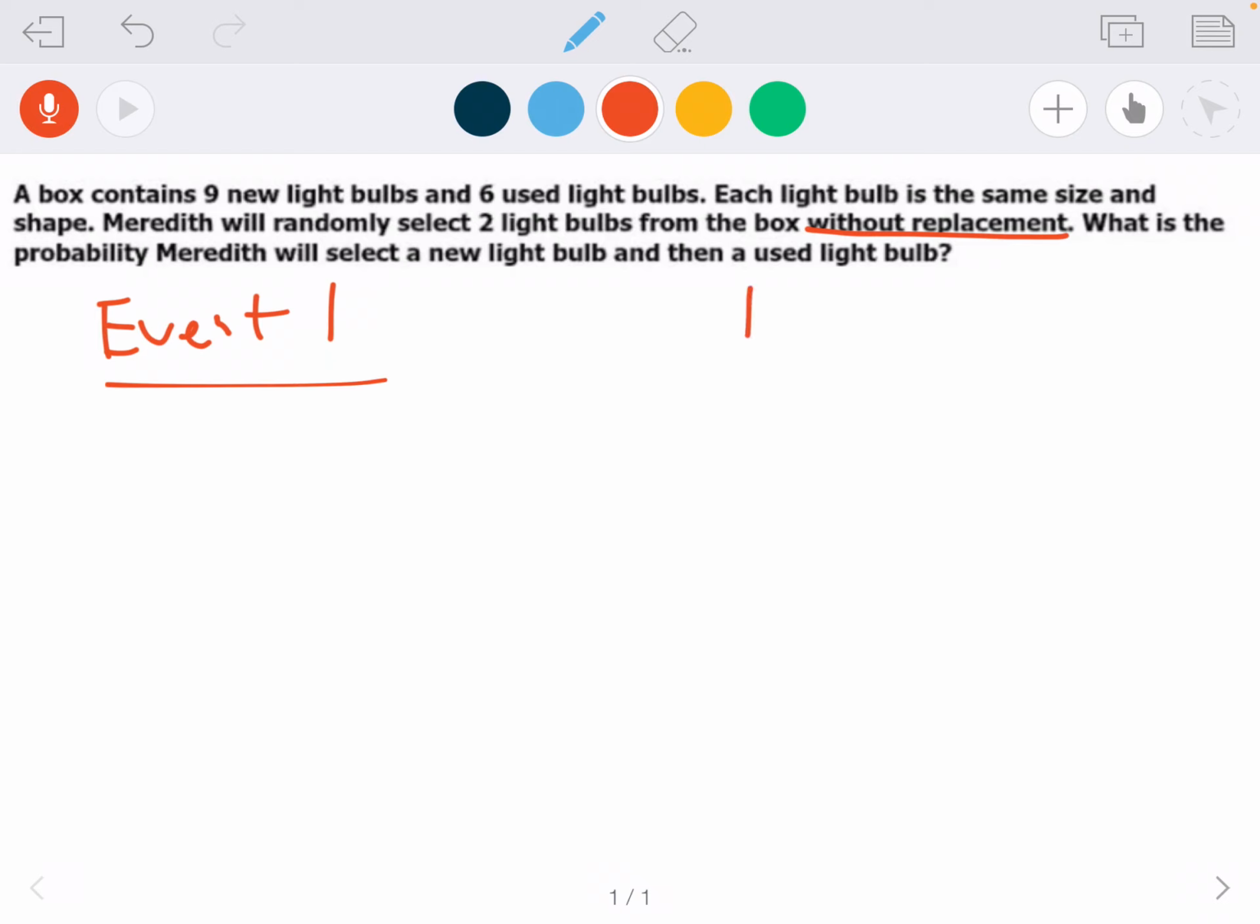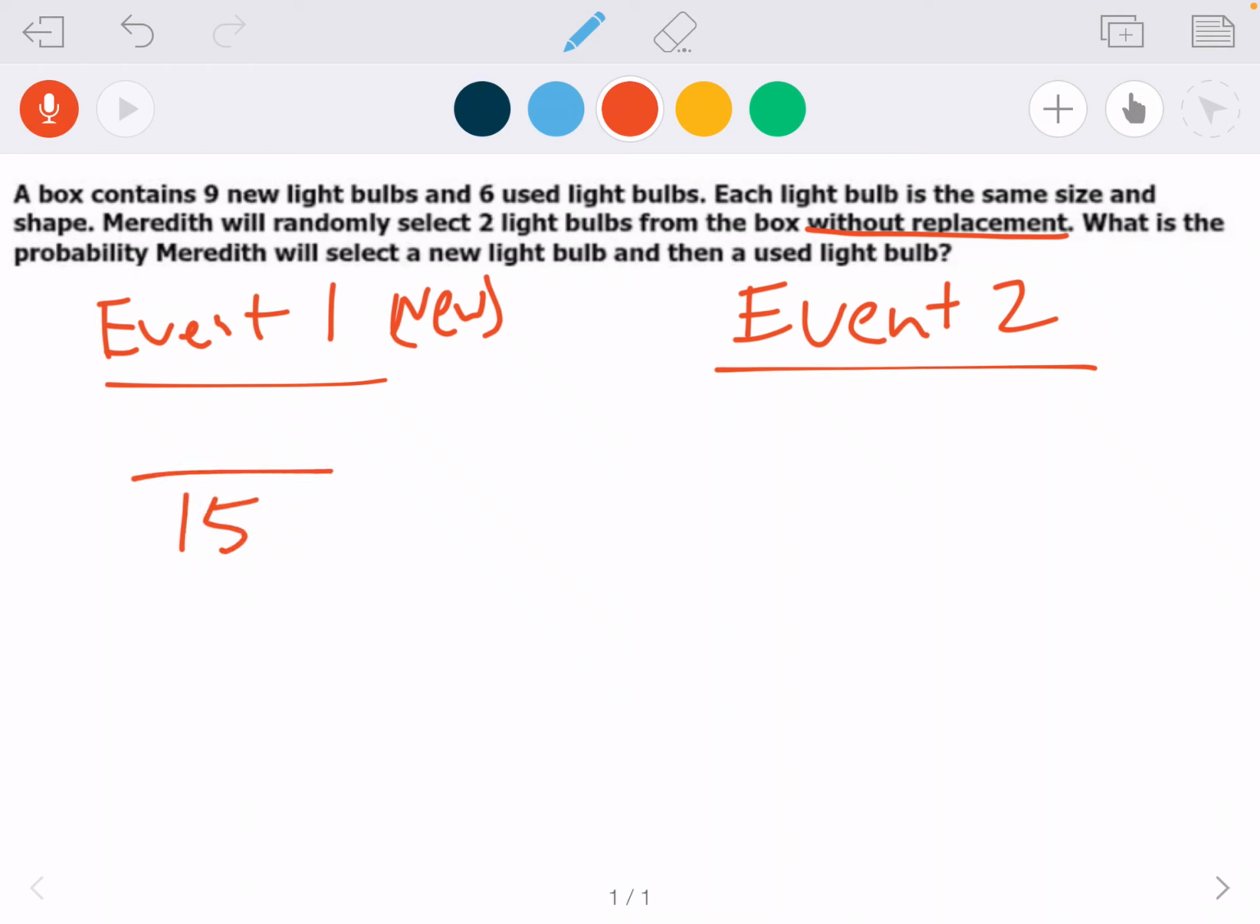whenever we're dealing with multiple events, let's first start by looking at one event at a time. So event 1, what is the probability Meredith will select a new light bulb? I'm going to put new in parentheses. So look back to the first sentence. There are 9 new light bulbs and 6 used light bulbs. So how many total light bulbs are there? Well, there's 9 new and 6 used. So there are 15 total light bulbs, and we want to know what is the probability that Meredith will select a new one. So out of those 15, 9 of them are the new light bulbs. So Meredith has a 9 out of 15 chance of selecting a new light bulb.